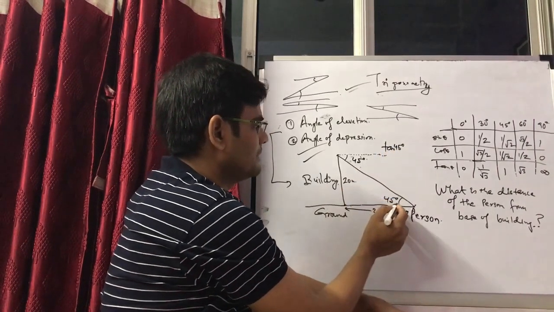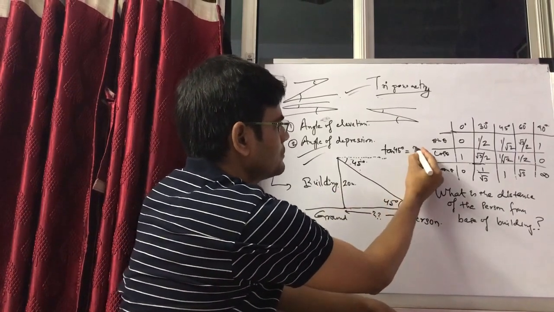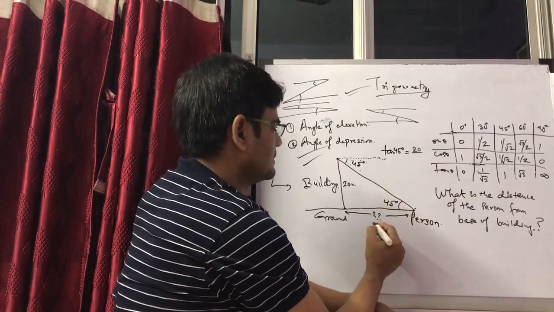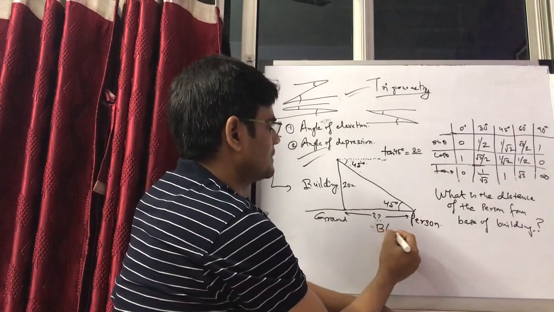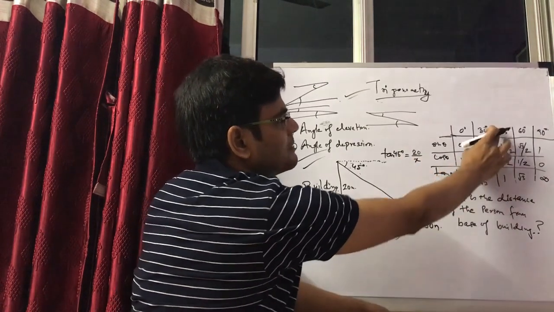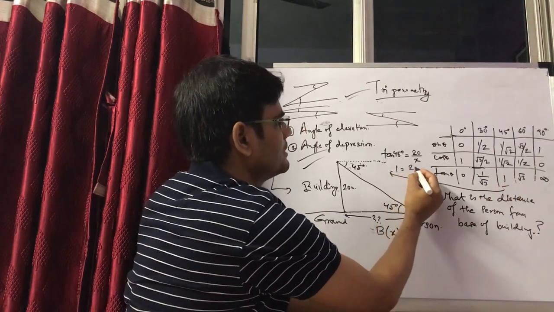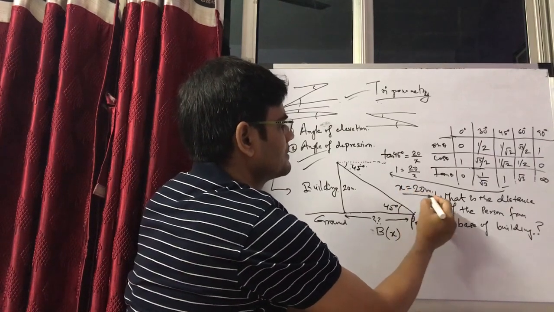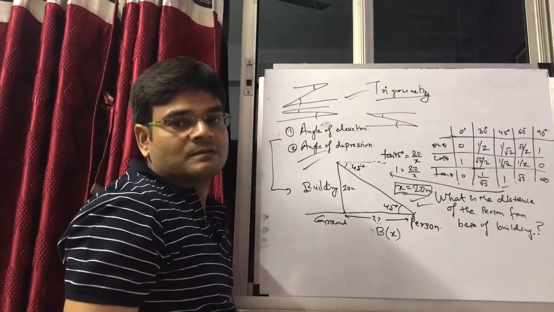Now tan 45 is perpendicular by base, that is equal to 20 by x, say this is the base x. Tan 45 is 1, equal to 20 by x, x is equal to 20 meters. I hope I was clear on this.